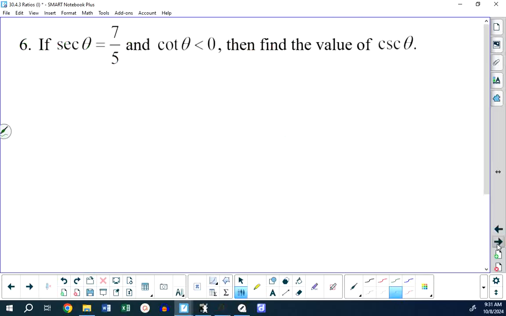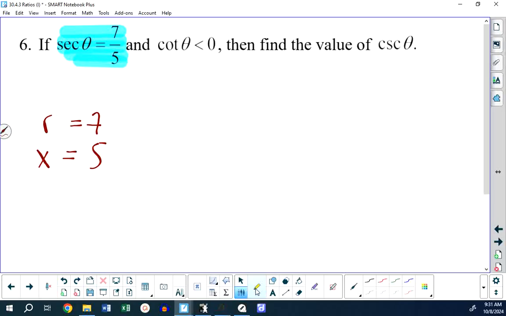All right. Number 6, which is the final example. It's a little more complicated. There's more information that we have to sift through. But the fundamentals are basic, x, y, and r, and those 6 definitions. Secant of theta is 7 over 5. It's a fact that what we can do is say that if r is 7, x is 5, because secant is r over x. Are you all in agreement on that?